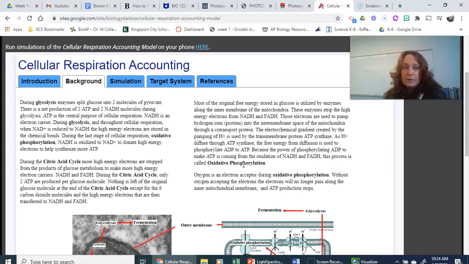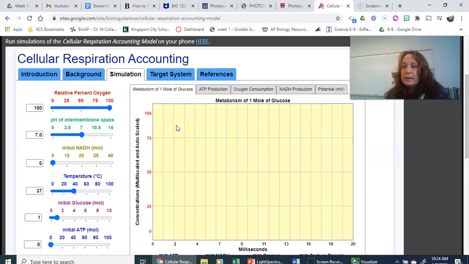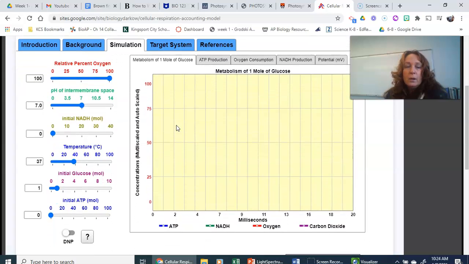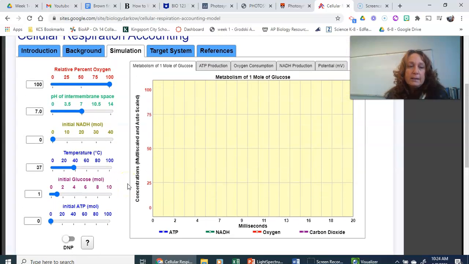Then for the background, this is a really nice summary of cellular respiration. It's short, it's to the point, it's a really good brief way to make sure that it makes sense to your head. Then he takes all these different pieces of information and builds out a simulation. What he has set as his default, which you come back here and click reset to get to, let's look at what he's set it up as.